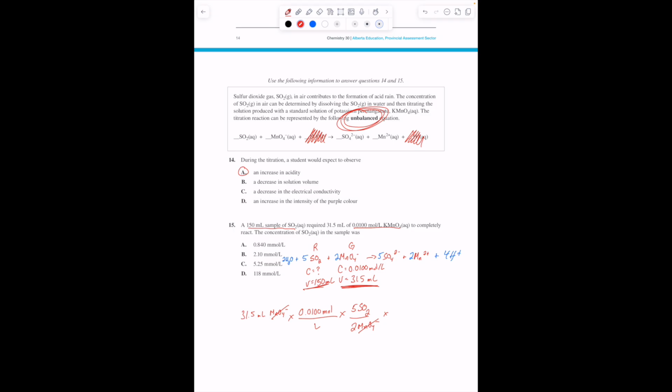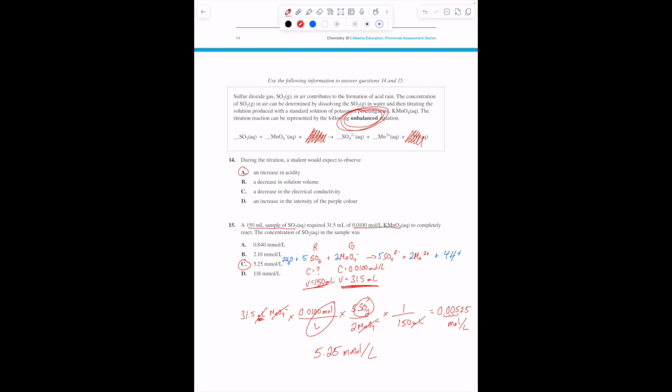Times, the last number I have is my volume. I got milliliters here. I need to cancel that. So 1 over 150 mL. Cancel, cancel. And now I have moles per liter of SO2. So I do my math, and that comes out to 0.00525 moles per liter, which, if I move my decimal 1, 2, 3, is 5.25 millimoles per liter, which is C.